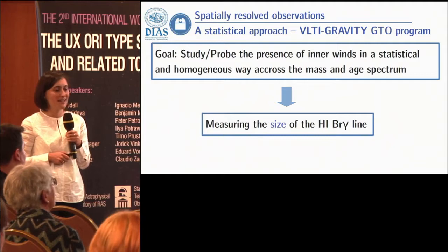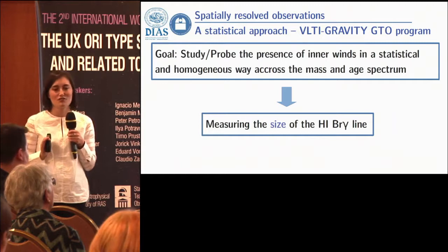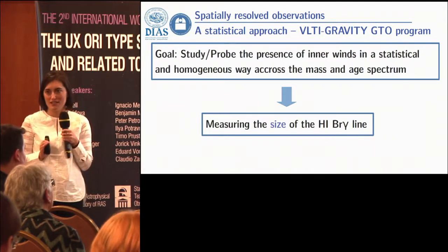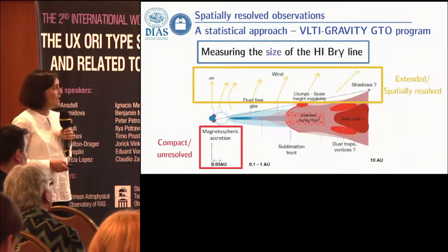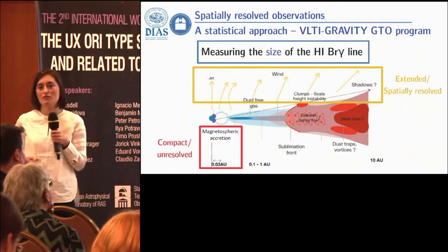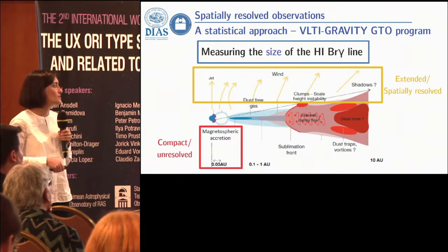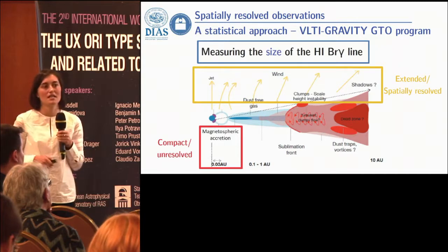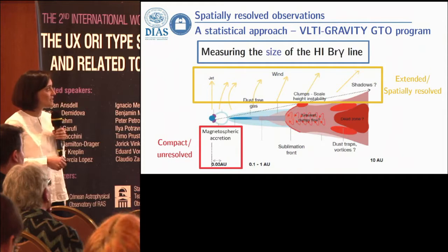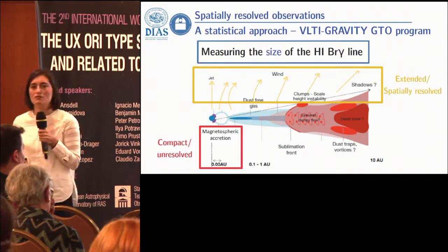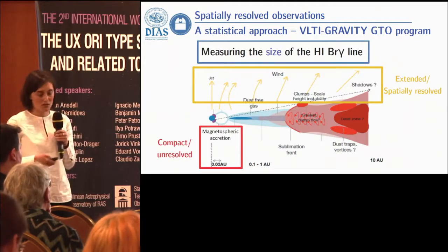So the idea is to try to understand, by only measuring the size of the Brackett gamma line using geometrical fitting, whether this line is compact or extended. If it's compact, especially for the case of the Herbig Be stars, because they have very compact magnetospheres, it will mean that most likely the emission comes from something that I'm not able to resolve, most likely the magnetosphere. If it's extended, then there is a good chance that the line comes from a wind, and then I will be able to resolve it.